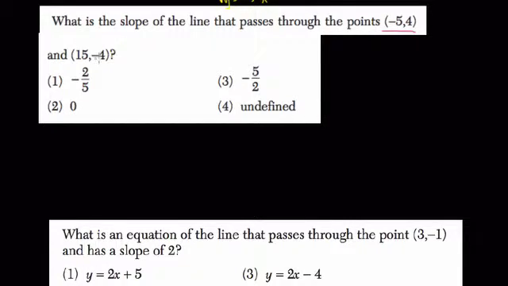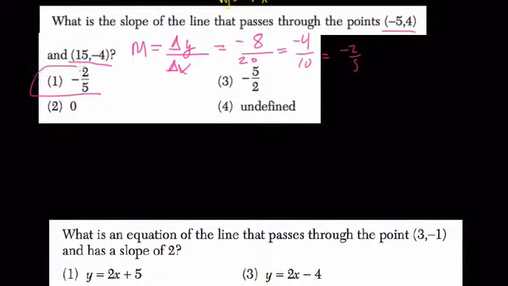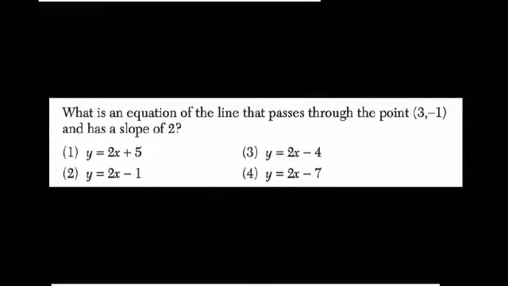Okay, what is the slope of the line that passes through these 2 points? Negative 5, 4, and 15, negative 4. Again, slope is just delta y over delta x. That means you just subtract the y's and then subtract the x's and write a ratio of the difference of the y's over the difference of the x's. So for y, you have negative 4 minus 4, that's negative 8. And for x's, we have 15 minus negative 5, so we add 5, it's 20. So we reduce this, divide both by, let's say, 2, we get negative 4 over 10, reduce it again, negative 2/5. So here our slope is choice 1, negative 2/5.